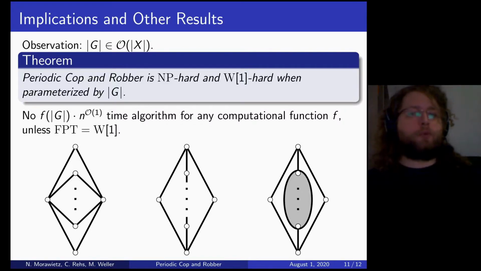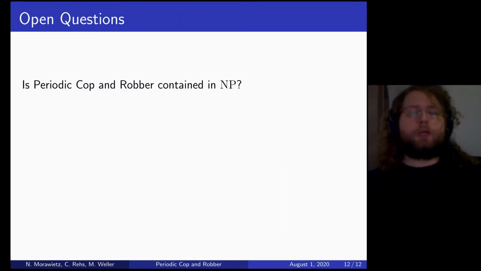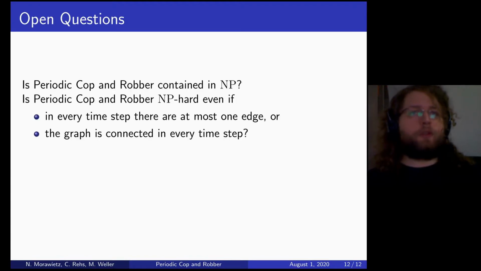Let's move on to some open questions. So, it would be interesting to know if the periodic cop and robber game is actually contained in NP, or maybe even PSPACE-hard. Also, it would be interesting if the hardness holds if there is at most one edge in every time step. In one of our reductions, we show that the hardness holds even if there are at most 2 edges in every time step.